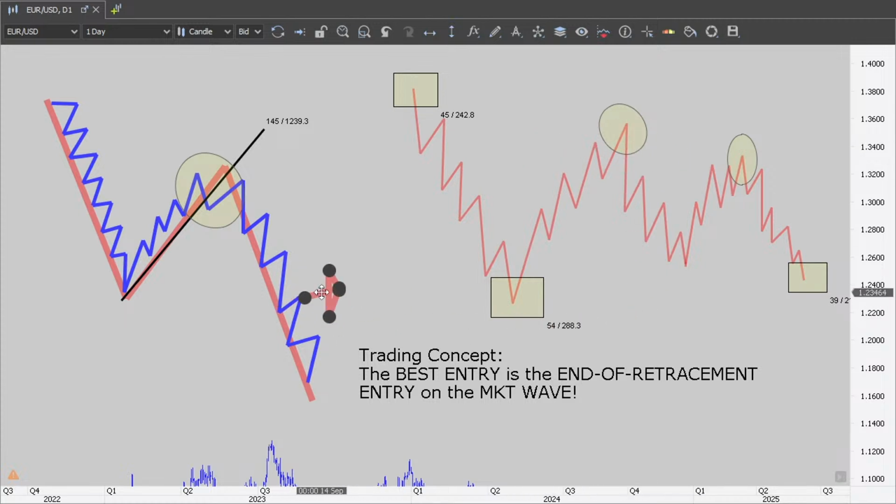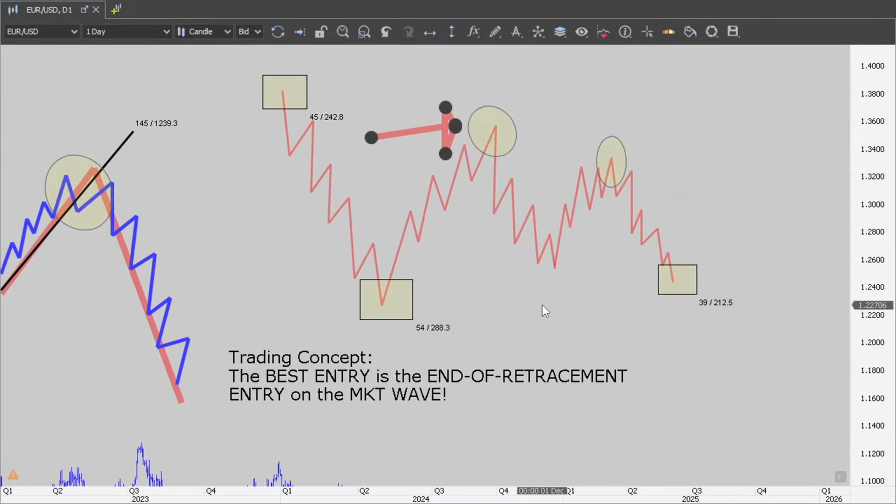In the meantime, for the others, everybody, trading concept, the best entry is the end of the retracement. How do you know? You are going to see the change in the short-term trend. First circle, you're correct. Why is that? You're correct, first circle. Why? Why the first circle?